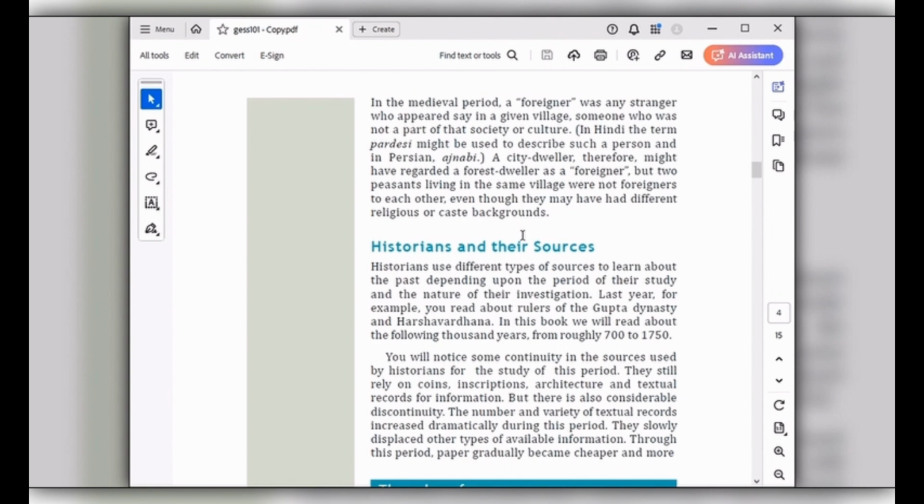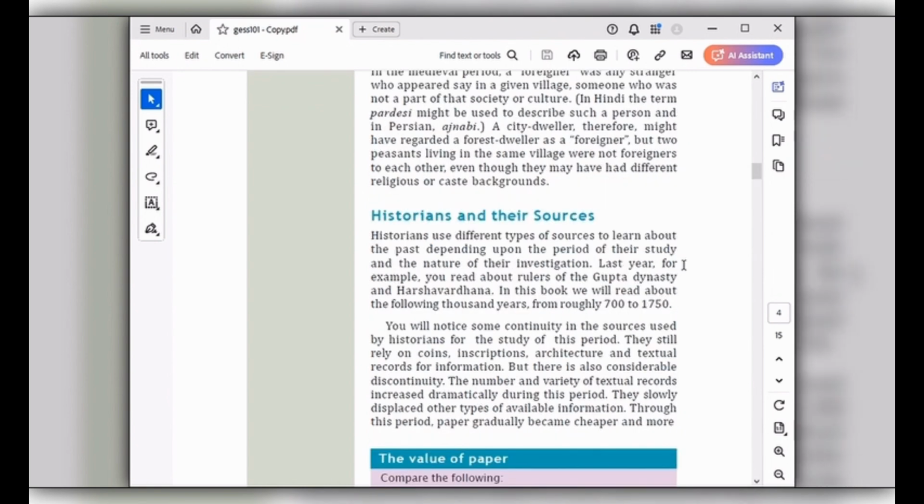Historians and their sources. Historians use different types of sources to learn about the past depending upon the period of the study and the nature of the investigation. Last year, for example, you read about rulers of the Gupta dynasty and Harshavardhana. In this book, we will read about the following 1000 years from roughly 700 to 1750.